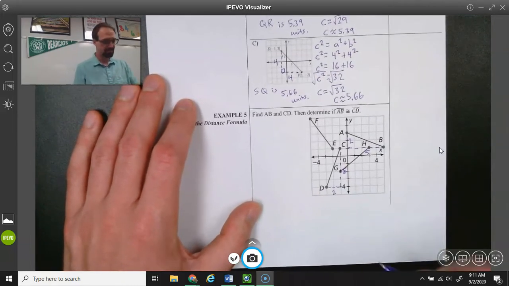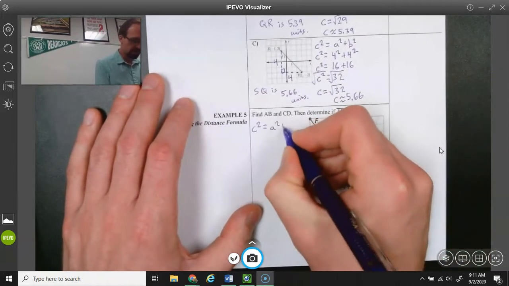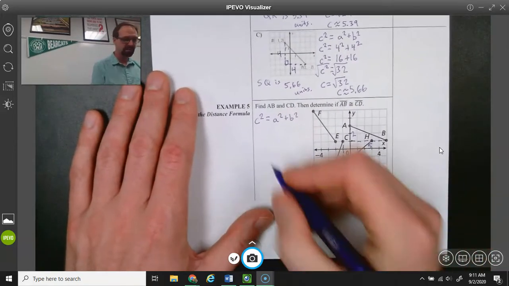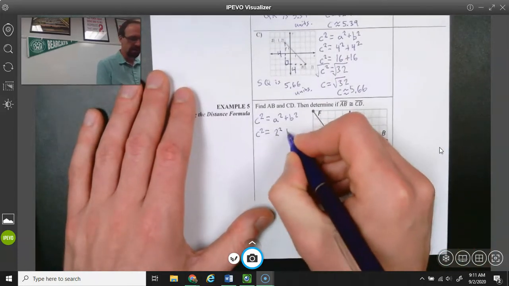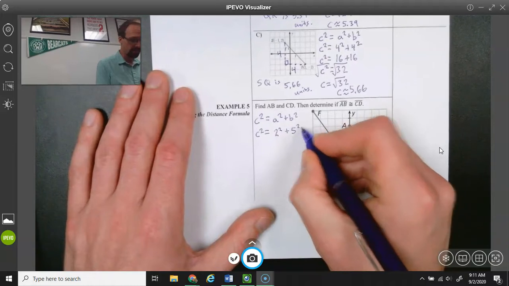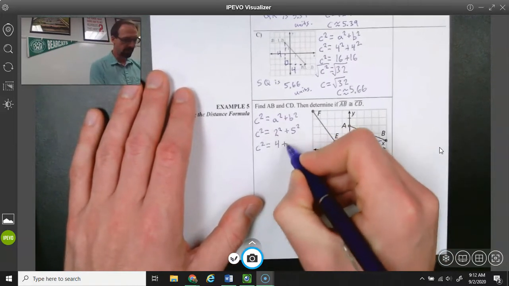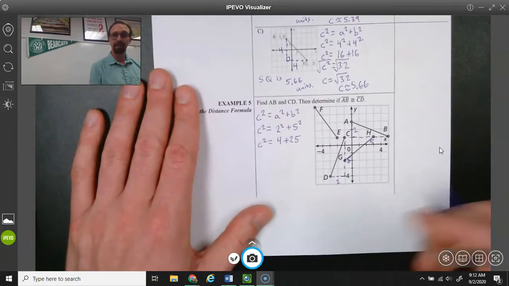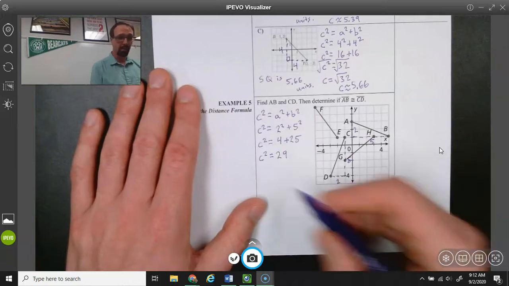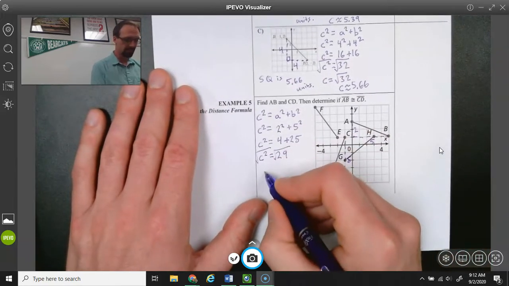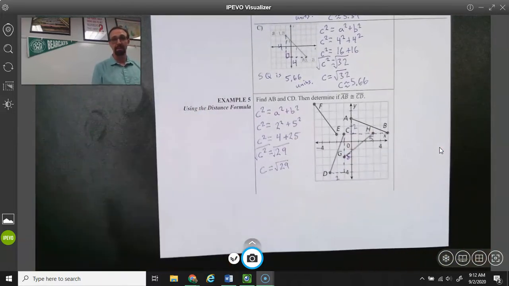So if I do c squared equals a squared plus b squared, I'm going to sum up the length of the legs. You get c squared equals a, in this case I'm going to call it 2, so 2 squared, and then b in this case is 5, so that's 5 squared. So what I have is c squared equals 4 plus 25, and 4 plus 25 is 29. If I take the square root of both sides, I get c is equal to the square root of 29. Now I know that's going to be the same for the other triangle as well.